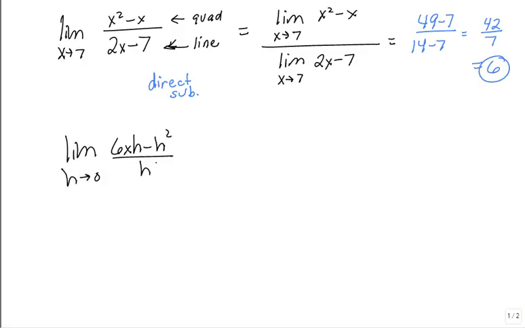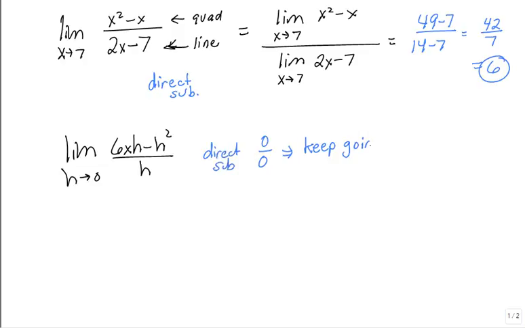Okay, now here h is approaching 0, and if you did direct substitution, you get 0 over 0. So that tells you that you have to keep going. You have to try something else.